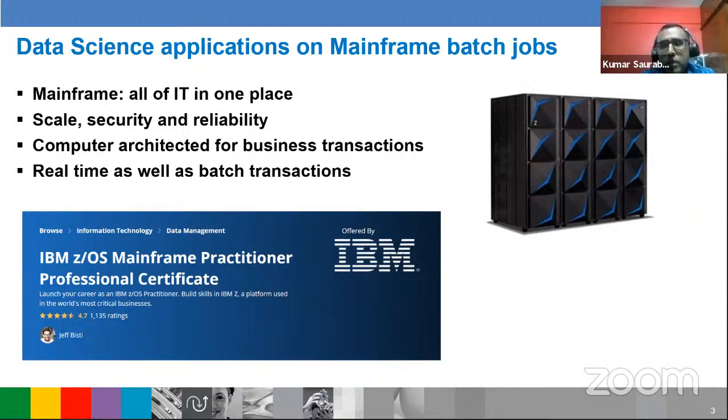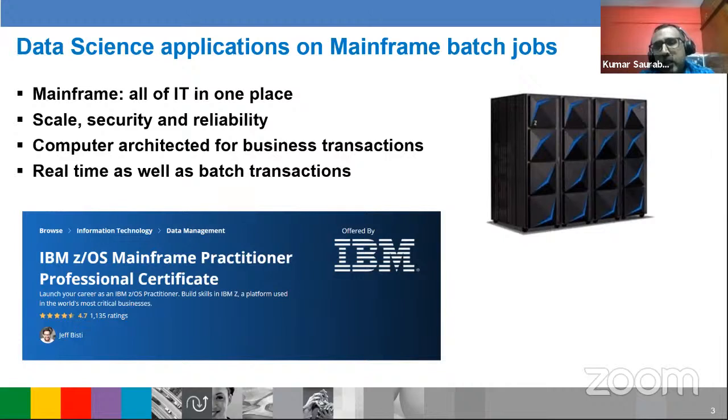Most of the Fortune 500 companies still use mainframes for their critical business applications, especially airline companies, for example, or banks, or retailers, insurance companies. Such companies deal with millions of transactions every day, right? For example, a credit card company. There would be millions of transactions every day across the world.